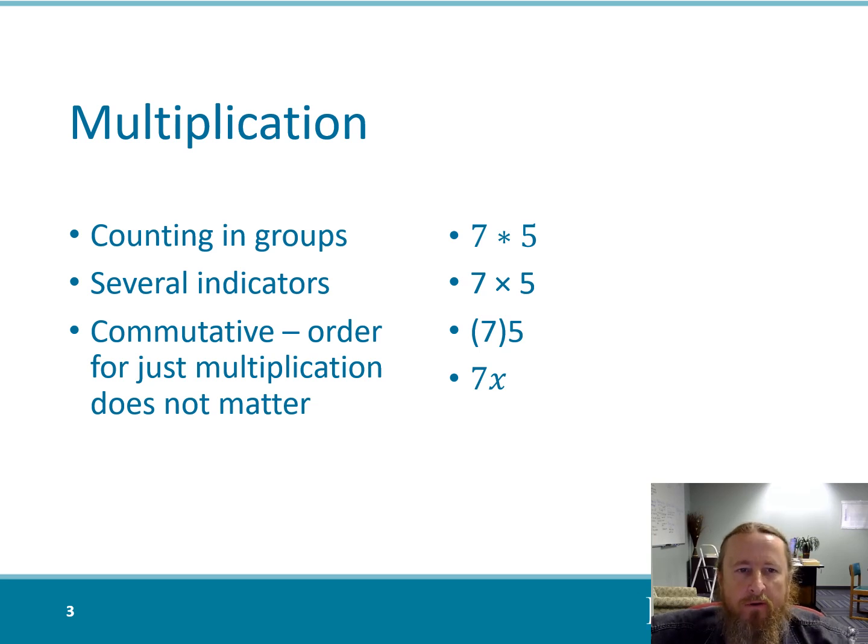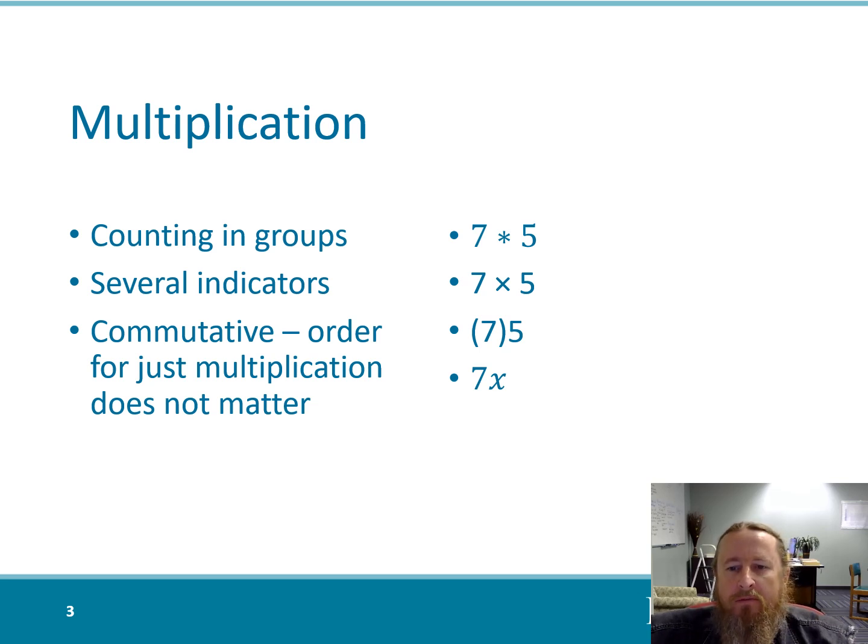Next up, we are going to talk about multiplication. Multiplication can be considered counting in groups. It has multiple indicators. As you can see, we have 7 times 5 written three ways, with the asterisk, with the X, and with the parentheses. We also indicate multiplication with variables in algebra by writing the number right next to the variable with nothing in between. Multiplication is commutative. That means the order does not matter.